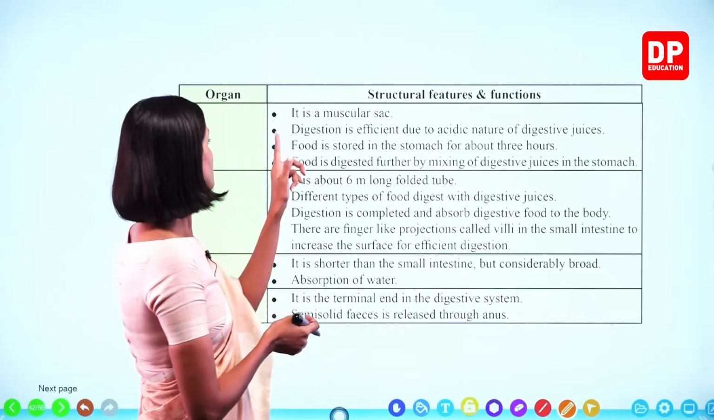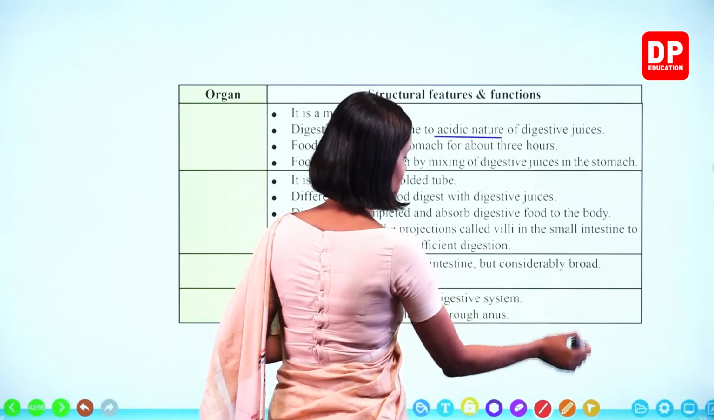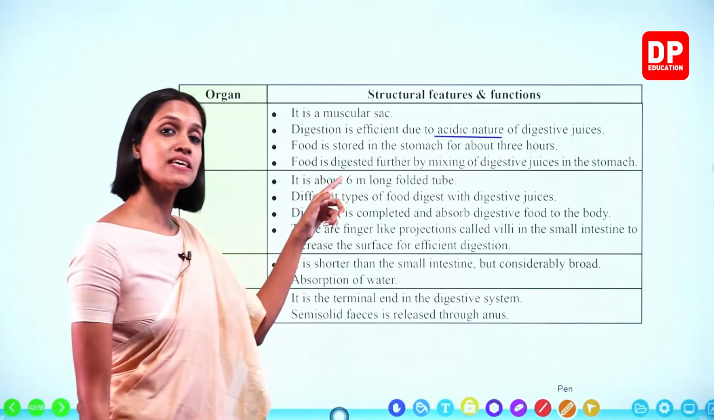Next one. It is a muscular sac. Digestion is efficient due to the acidic nature of the digestive juice. Right? Because of the acidic nature. So what is this? The stomach.